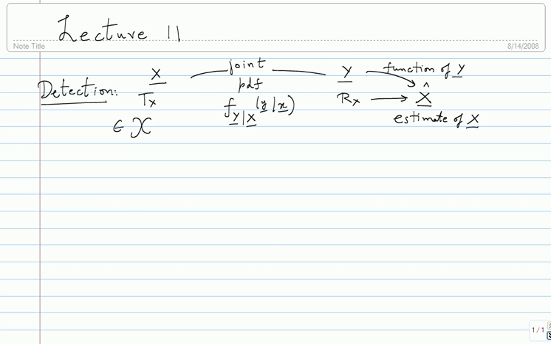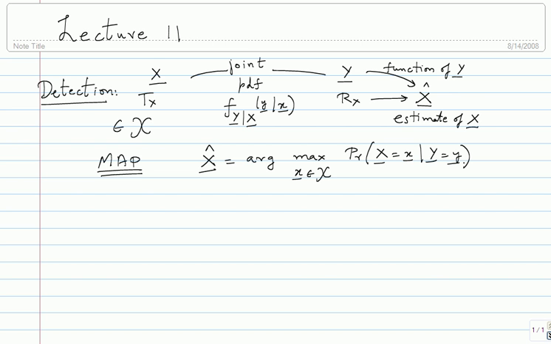But the way we came up with a good detector, we studied three detectors. The first detector was the MAP detector, which was the optimal detector. What did the MAP detector do? You can succinctly write it down as x hat equals argmax over x in the alphabet of the probability that X equals x given Y equals y. So this was my MAP rule. You don't have to worry too much about the distribution of x hat. You can just use the joint PDF of x and y to define this.